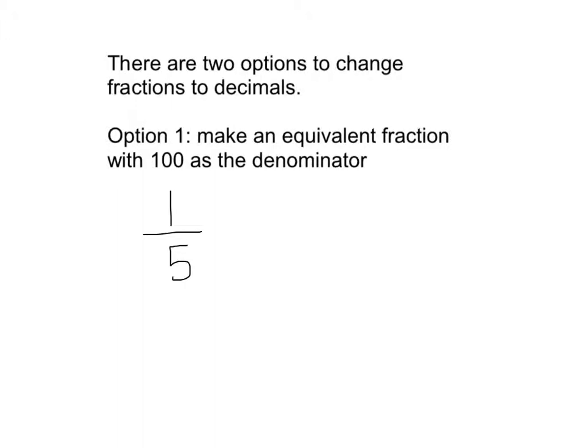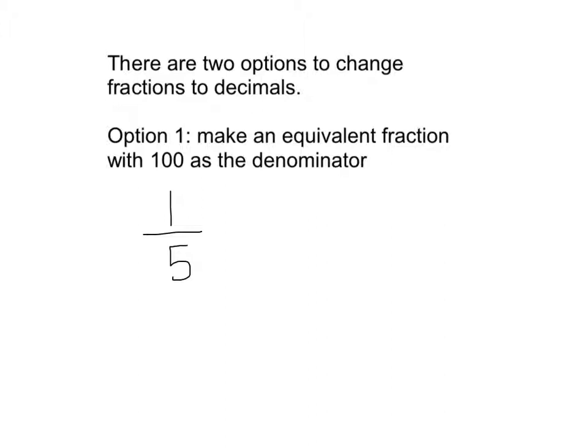First, you need to know that there are two options to changing fractions to decimals. I'm going to be teaching both options, and as I teach them, you might be using one option more than the other. But first, let's talk about option number 1. The first option is to make an equivalent fraction with 100 as the denominator.